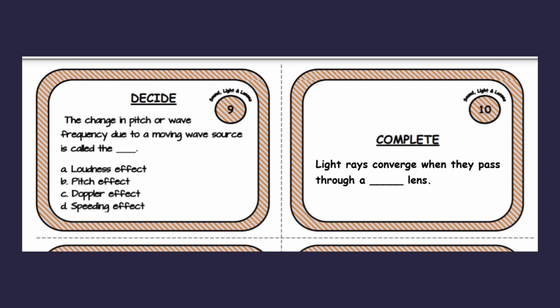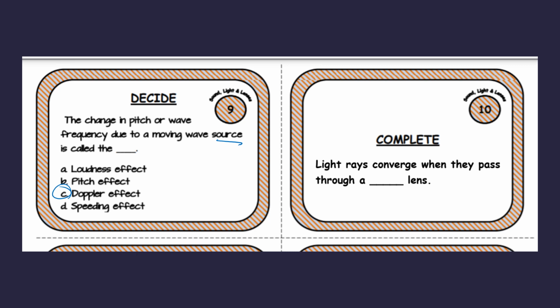The change in pitch or wave frequency due to a moving wave source is called the... So here's the thing, guys. The source can be moving or you can be moving, either one. But when we have an apparent change in pitch or frequency of a sound wave, that is known as the Doppler effect. This can also happen with light waves. We can have white light appear to be certain colors or change color because there is movement. That's how we can use telescopes to determine how far away stars are and whether they're moving closer to our galaxy or further away. So we can actually use the Doppler effect to help us.